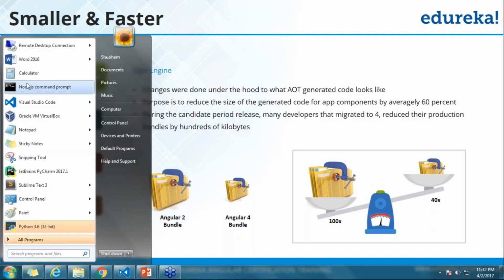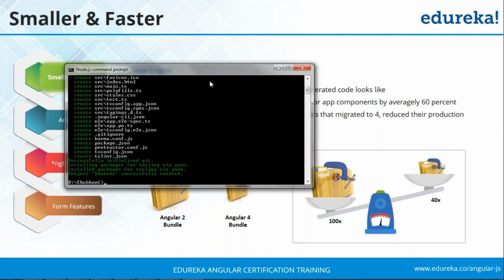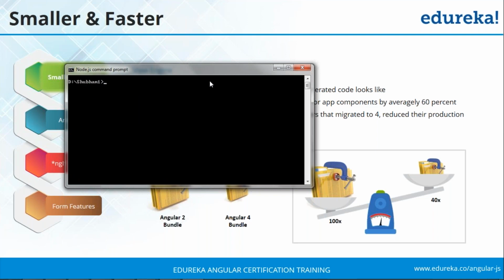We'll go to our Node.js CMD. I'll navigate to my directory. Now I'll create a project using Angular 4. So the command is ng new and the project name is Edureka. And I'll use --ng4 to make sure that this is an Angular 4 application. So now the application is created. I'll navigate to my application directory, that is Edureka, and now we'll install the dependencies using the npm install command.